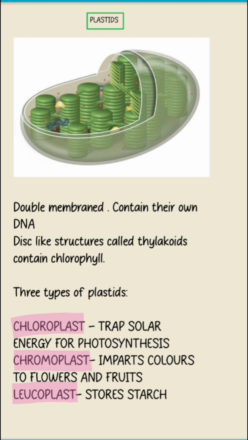Chromoplast will give different types of colors to the various plant parts. Even the fruits and the flowers get their colors from chromoplast, and chromoplast has different types of pigments which give different colors. We are going to study about it in the next slide itself. Next, leucoplast is a colorless plastid. It will store starch. It will also give the whitish color like you see when you cut open a potato. It contains leucoplast in it.